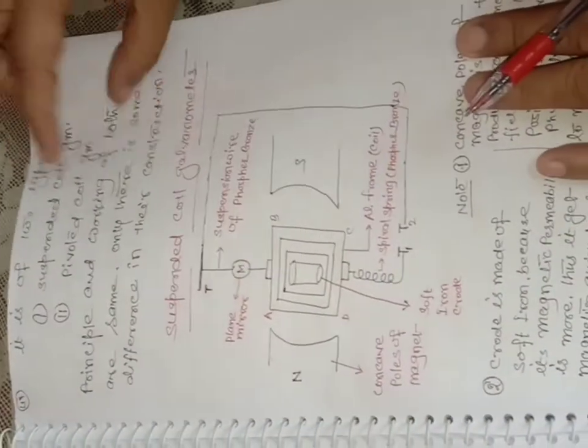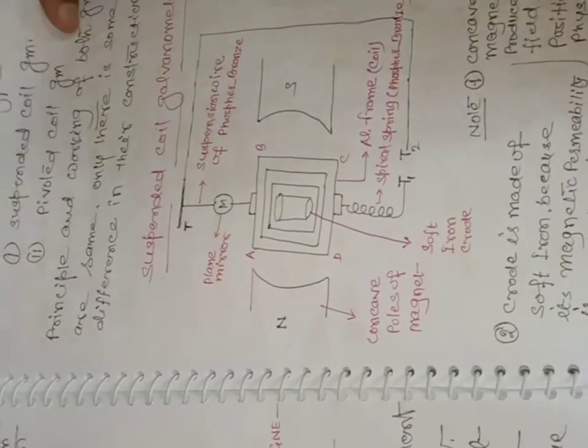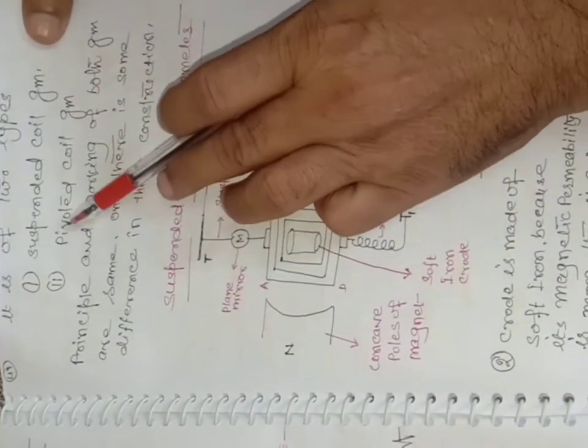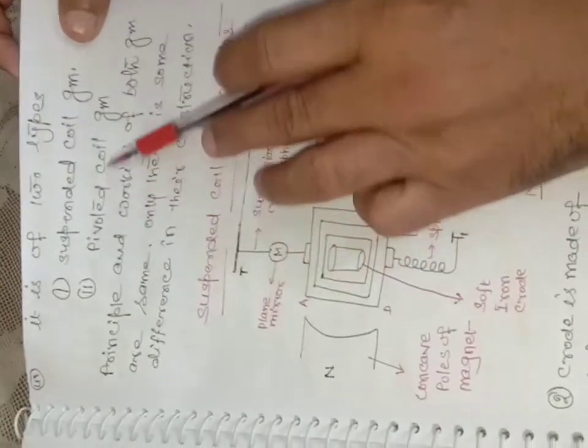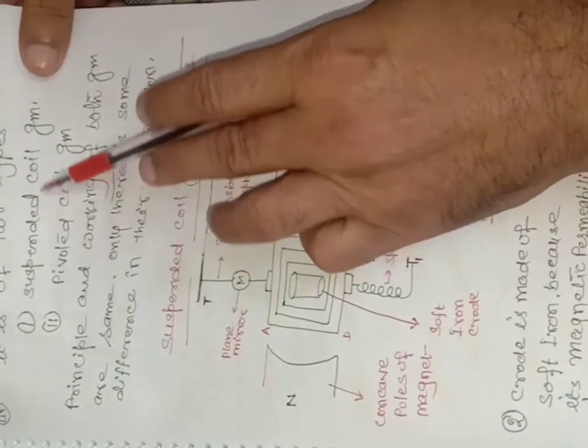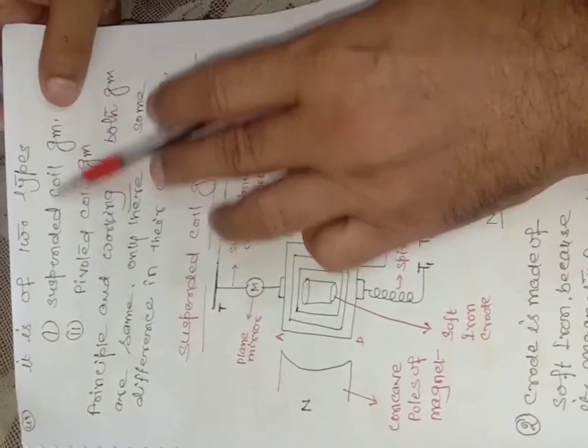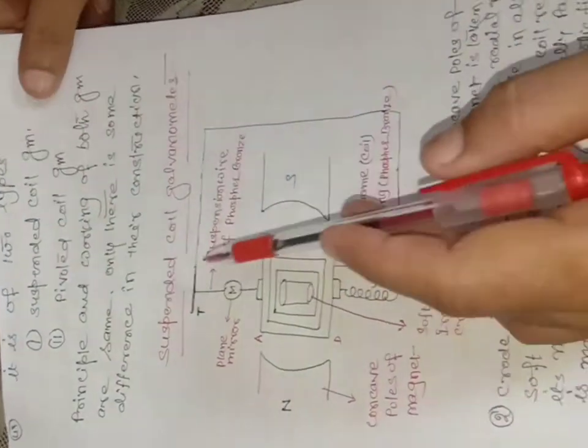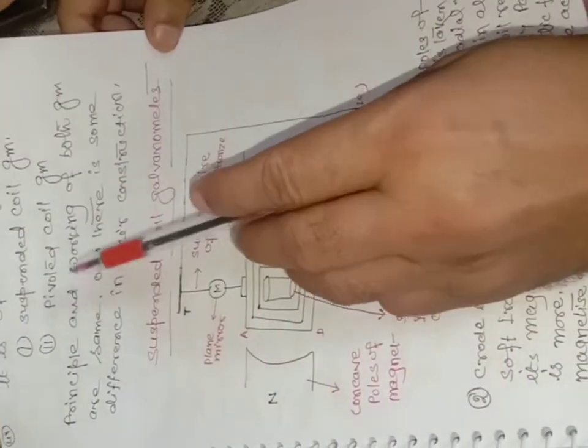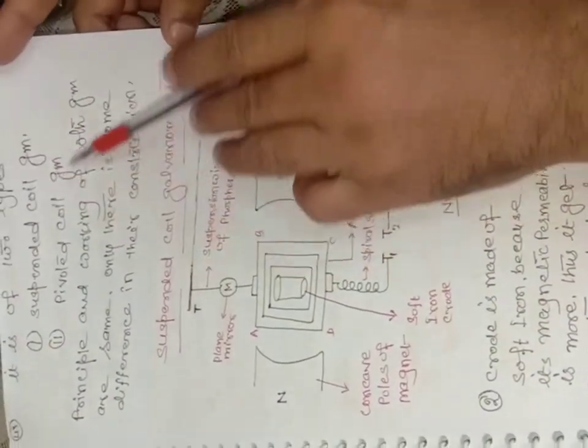Clear? So generally it is of two types. One is the suspended coil galvanometer and the other is the pivoted coil galvanometer. The pivoted coil galvanometer is used in the physics lab. The suspended coil galvanometer is generally used in big labs. Correct? But the principle and working of both galvanometers are the same.